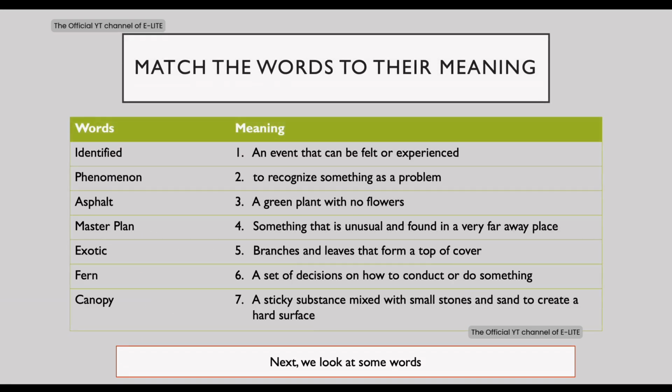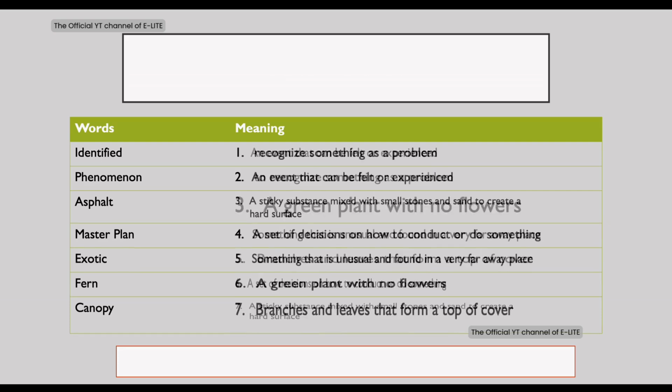Next, we look at some words that we will come across in the passage. Can you match the words to their meanings? We can see the answers next.